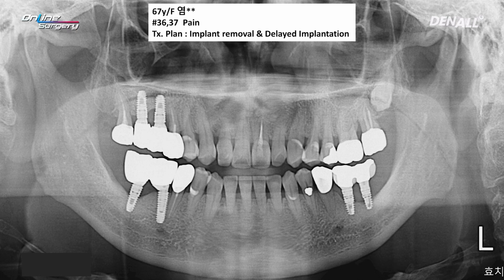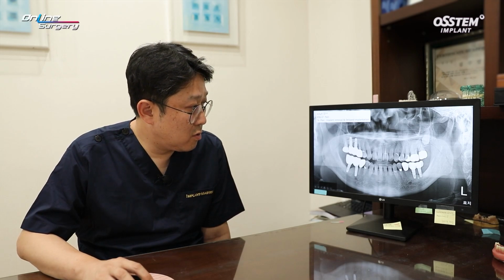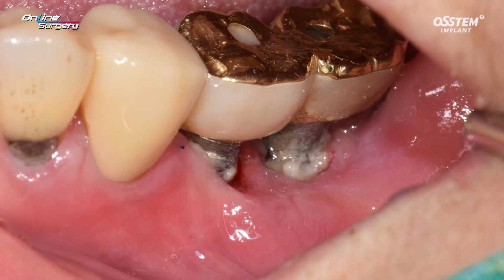Inferior alveolar nerve was close, therefore it would not be right to place another implant after removing the existing implant. So the plan was to remove the implant and build alveolar bone using GBR, and delayed implant placement will be performed. If necessary, more GBR will be performed at the time of the placement.